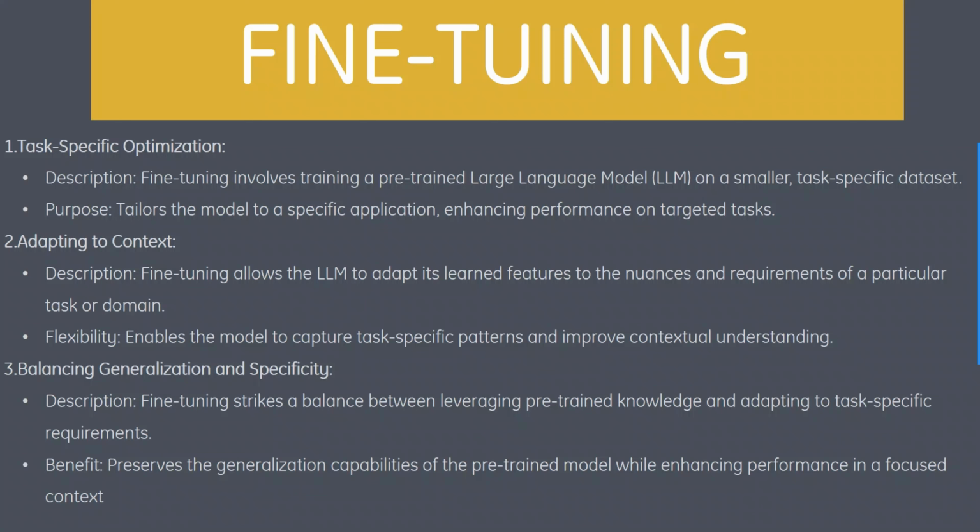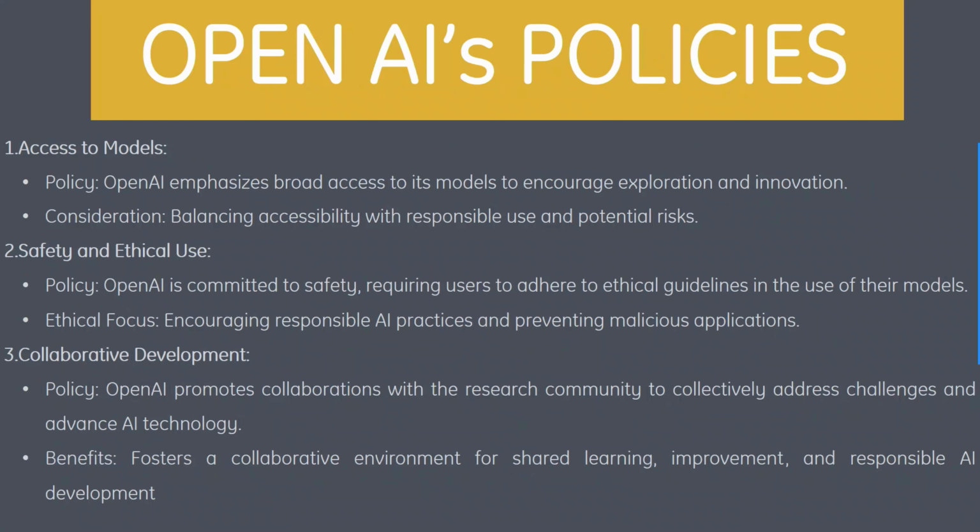Thirdly, we have balancing generalization and specificity. Fine tuning strikes a balance between leveraging pre trained knowledge and adapting to task specific requirements. The benefit of this is to preserve the generalization capabilities of a pre trained model while enhancing performance in a focused context. Next, we have OpenAI policies.